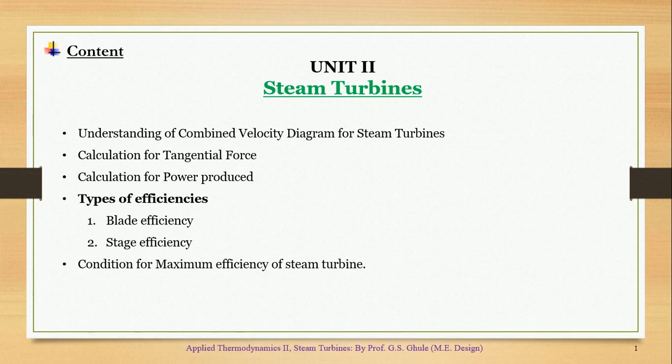Firstly, we will understand the combined velocity diagram. Then we will learn how to calculate the tangential force and the power which is getting produced because of the steam turbine. Then we will understand the various types of efficiencies, and finally we will calculate what is the condition for maximum efficiency of a steam turbine.